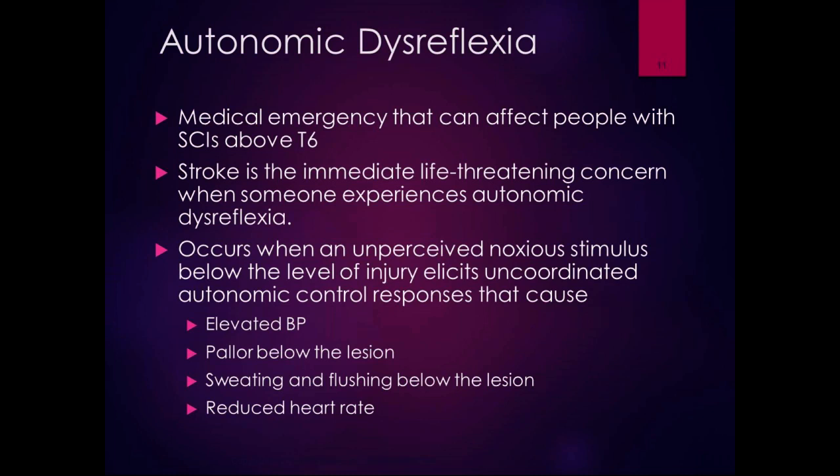So the first thing you want to do is activate the EMS system. If you're not at the hospital or in acute rehab, if you're in an outpatient setting, you want to get EMS on the way. And then you want to monitor their blood pressure. If they're standing up, you want to lie them down. If they're in a standing frame, you want to lie them down. If you're working on them on a tilt table, perhaps, to work on upright tolerance, you're going to lower the level of the tilt table. So it's an emergency. You need to deal with it right away.